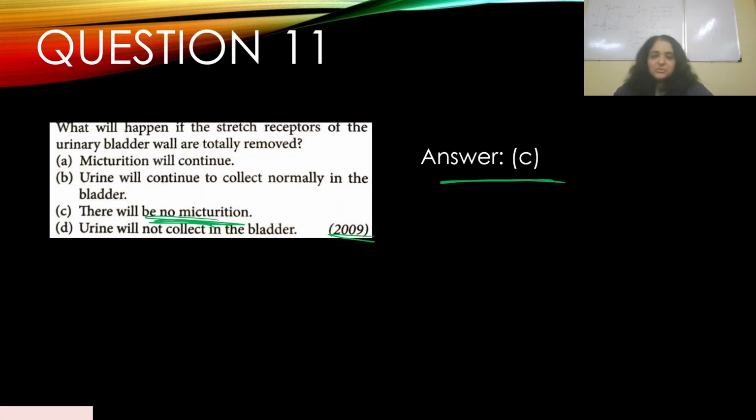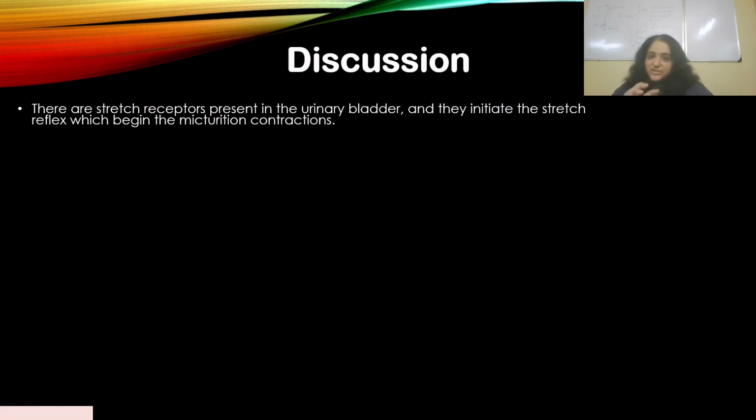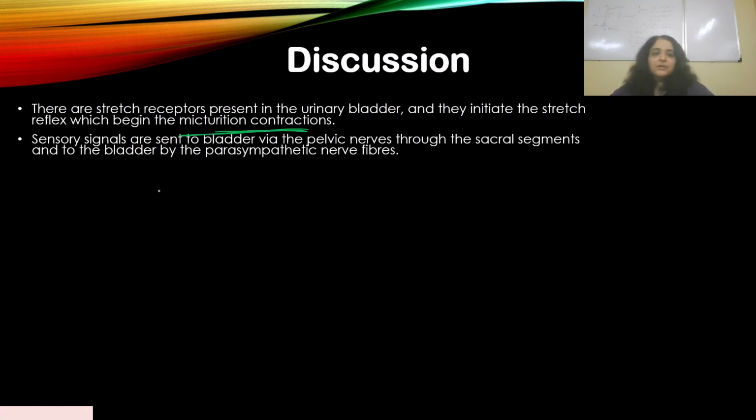Okay, so let's go to the discussion. We'll discuss this in detail. There are stretch receptors in the urinary bladder and they initiate the stretch reflex, and this begins the micturition contractions. Now the sensory signals are sent from the pelvic nerves via the sacral segments and into the parasympathetic nerve fibers.